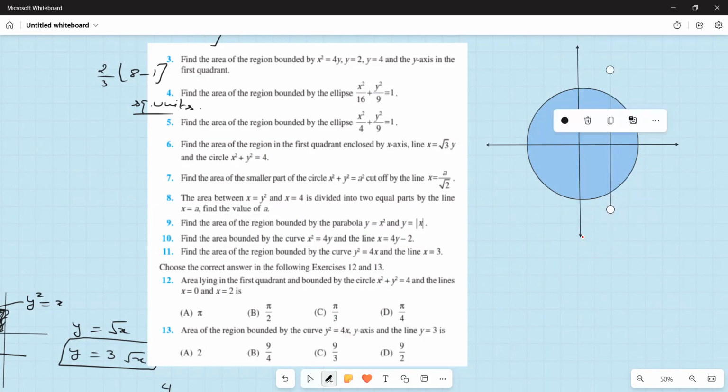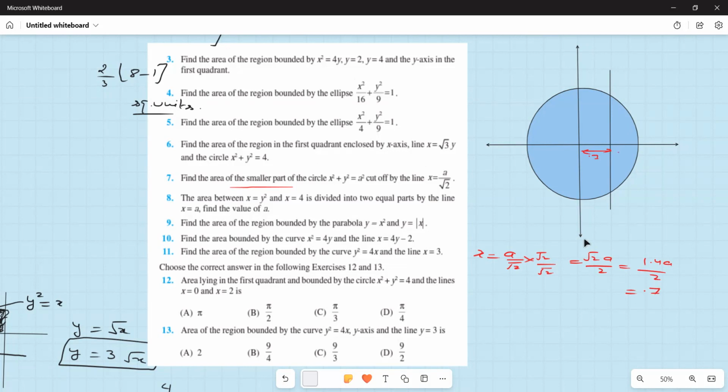Right? Find the area of the smaller part. Now, how will you find out the smaller part? x is equal to a by root 2. Rationalize it. So you are getting root 2 a by 2. What is root 2? 1.4, no? So you are getting 0.7. Means this value is 0.7. So isn't it 0.3? So which one is a smaller portion? Isn't it this portion?